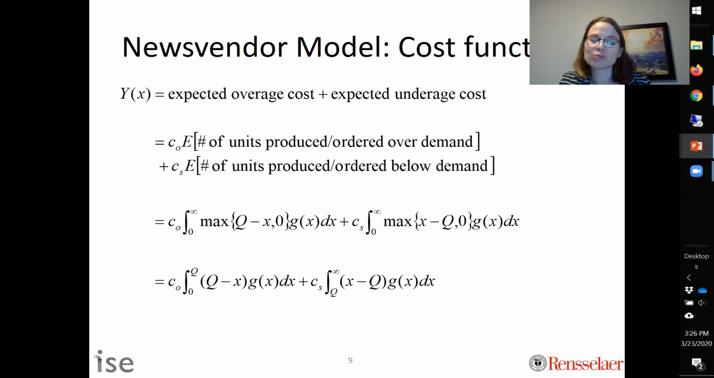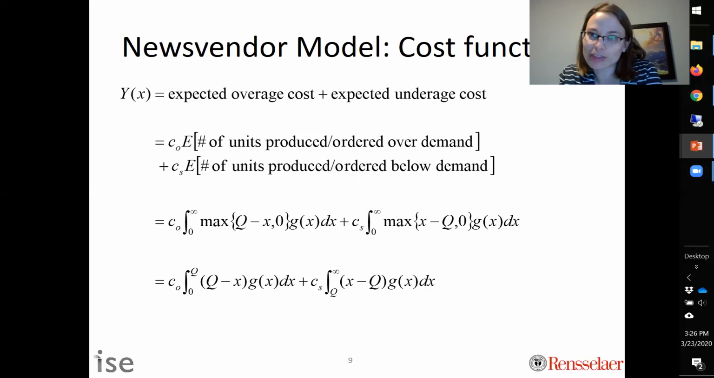And so in this case, we can think about our cost as expected overage cost and expected underage cost. Remember our information in terms of input parameters: CO is per unit over, and CS is per unit under or short. Those are a constant, or an input parameter. What we need to figure out is how many units we will have over and how many units we will have under. But again, this will change because we don't know the demand. The demand is a distribution.